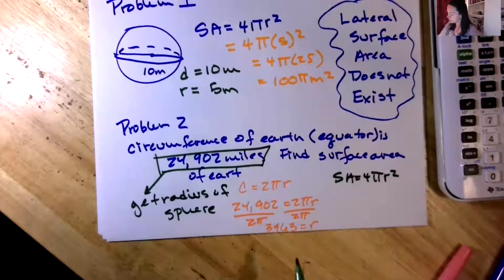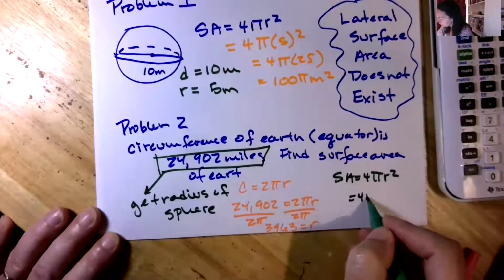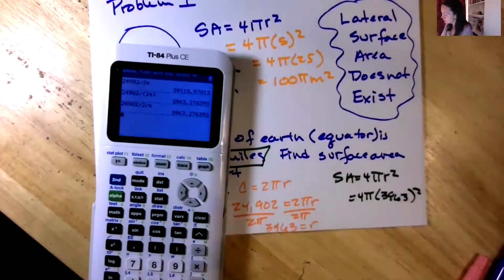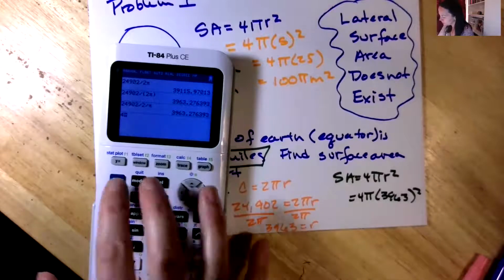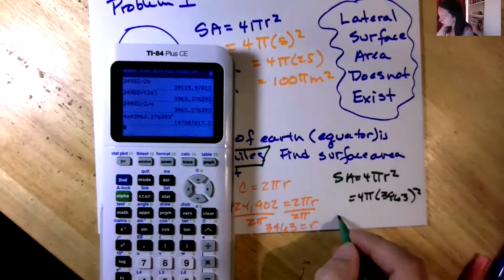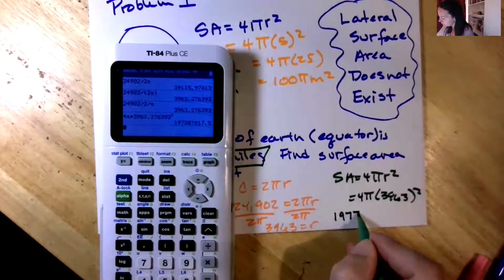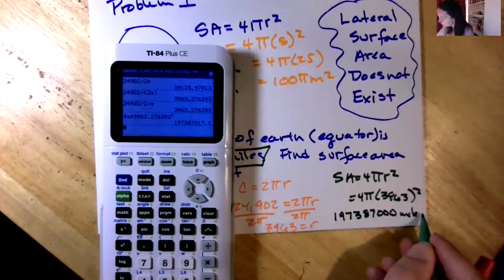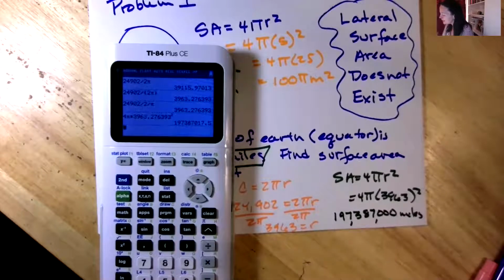Okay. If I plug this in for r, I have 4 pi times 3,963 squared. So I'm going to do 4 second function pi times, I'm going to go up here and hit enter, squared. And that gives me a humongous number. Then I'm going to round to my nearest thousand, so 197,387,000 square miles.